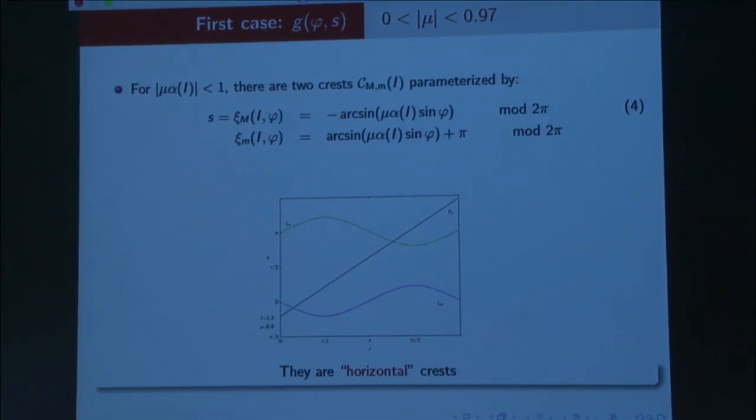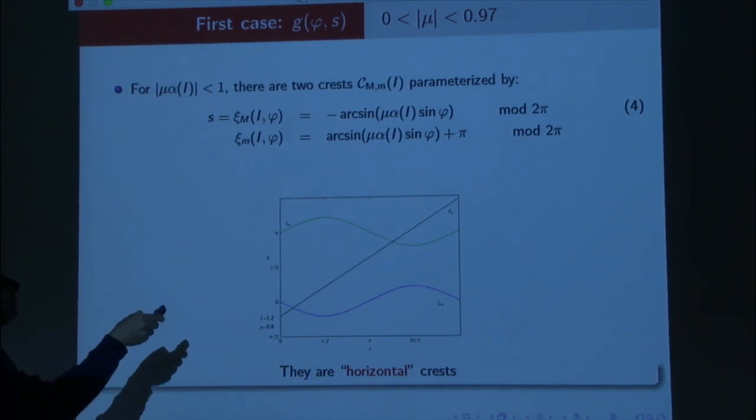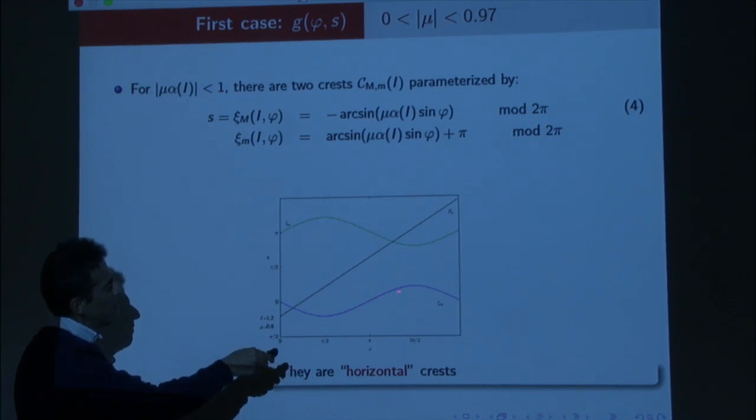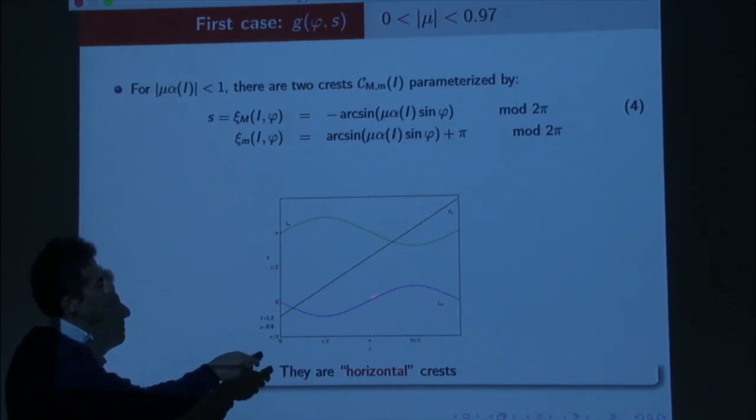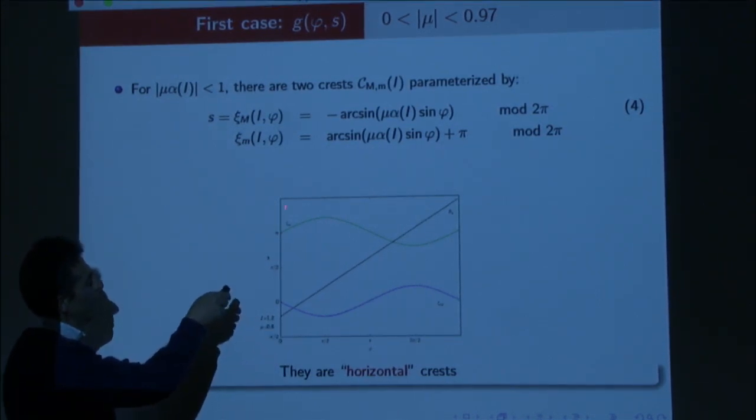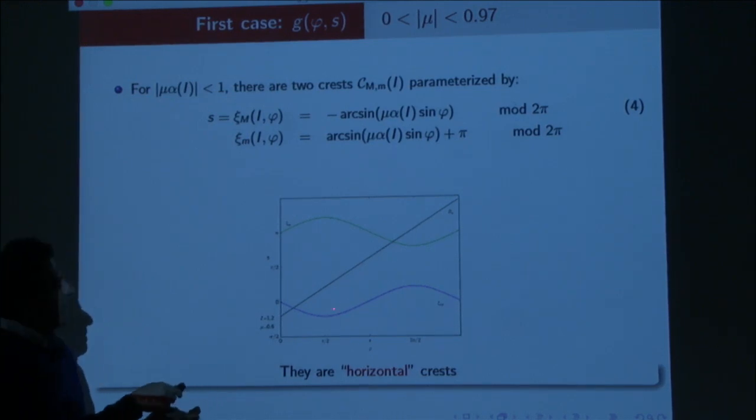There was this mu that I recall was the quotient between the A1 and A2. And so if this mu is small compared with alpha of I, so in the previous equation I can put S as R sine of phi and have two possibilities. And so here these are the two possibilities when mu is between 0 and 0.97: here there is a crest that passes through the maximum of the Melnikov potential, and here there is another crest that passes through the minimum of the Melnikov potential that are here.